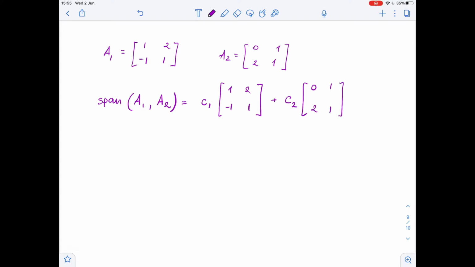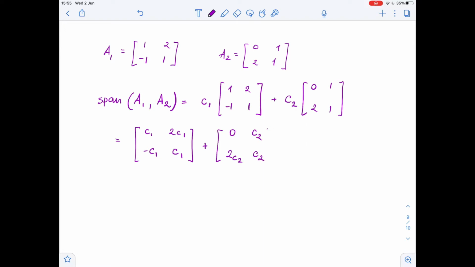Since C1 and C2 are scalar numbers, we can do multiplication by scalars. So here we will get C1, 2C1, negative C1, and C1. And for the second matrix, we have 0, C2, 2C2, C2. Now we will just add both matrices. So here we have C1, 2C1 plus C2, negative C1 plus 2C2, and C1 plus C2.